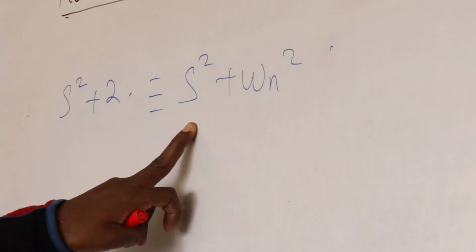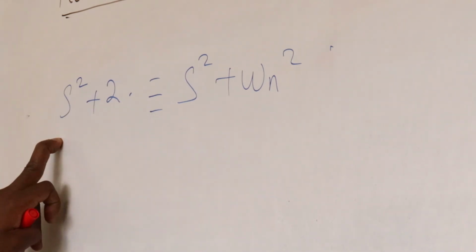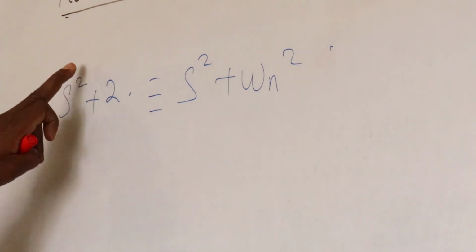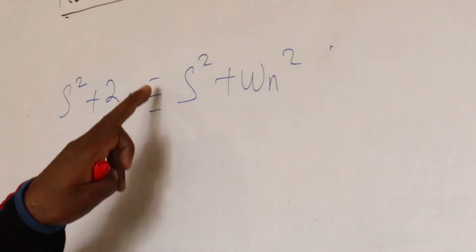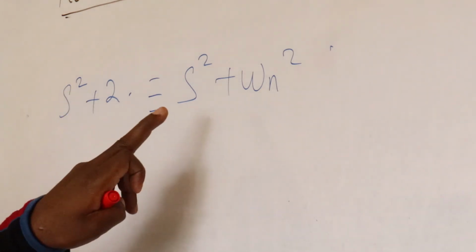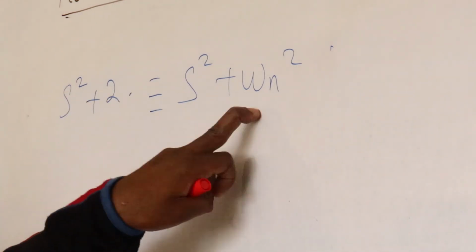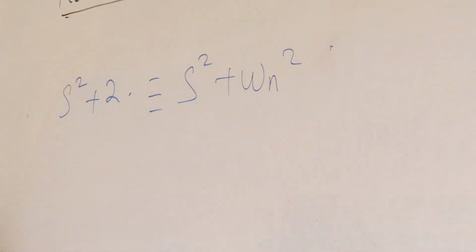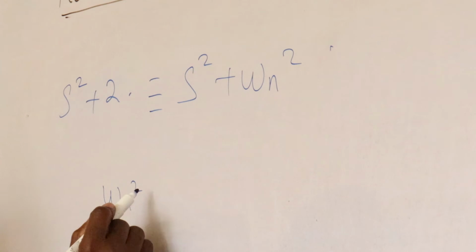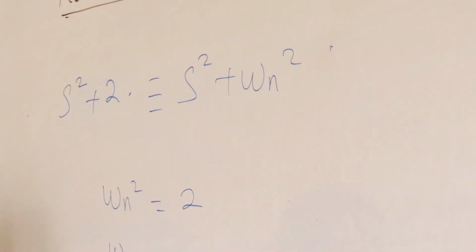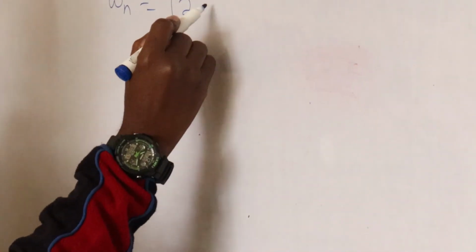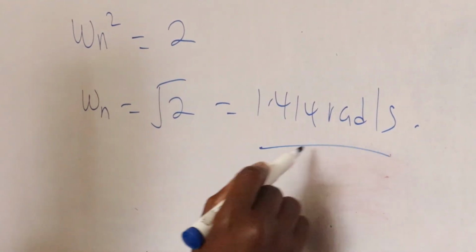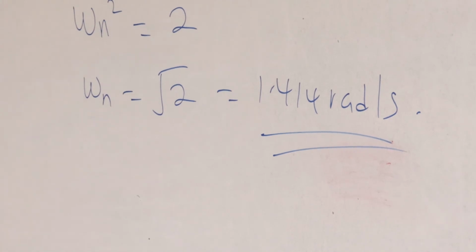If the coefficients are not the same, like if this one was 10, then you have to divide everything by 10 so that it is at unity. If that is unity and this is unity, then this and this should be equal. So you simply say omega n squared is equal to 2. Therefore, omega n is equal to root of 2, which is 1.414 rads per second. So that is how you obtain the frequency.